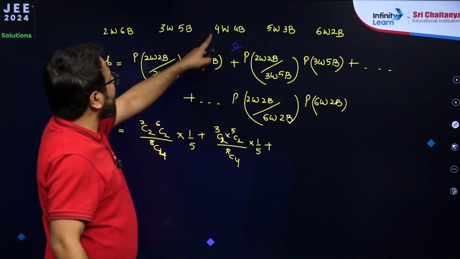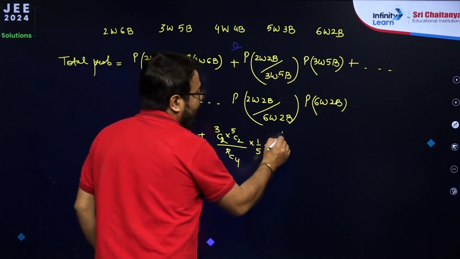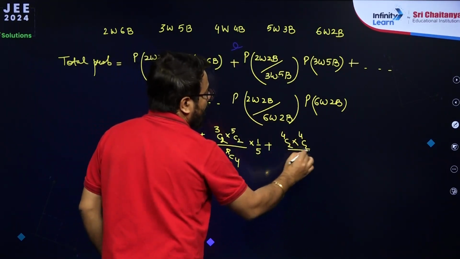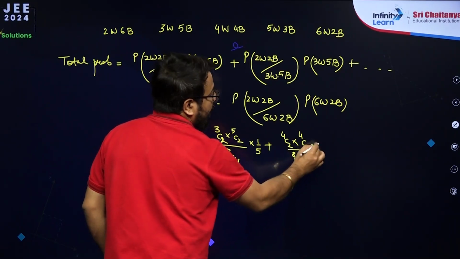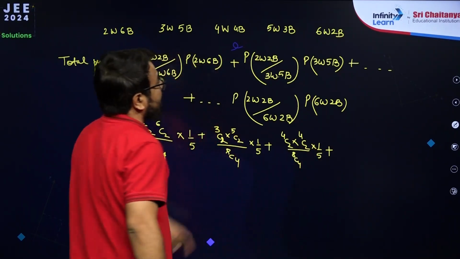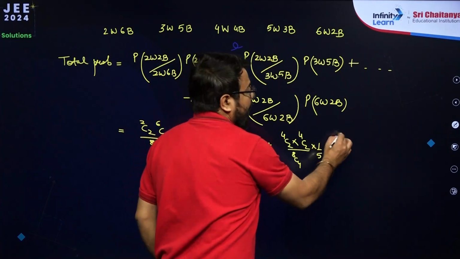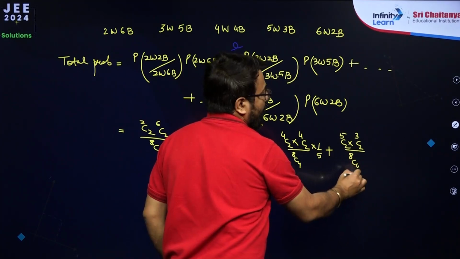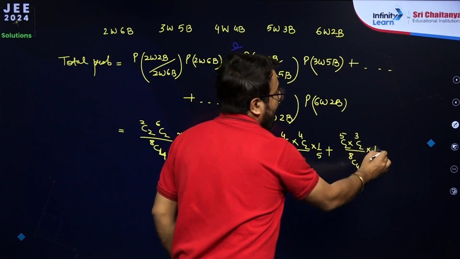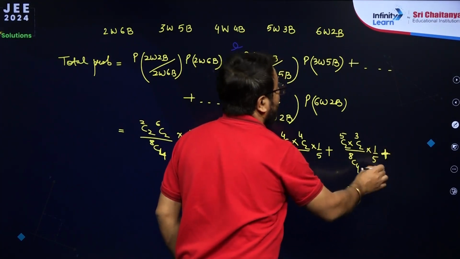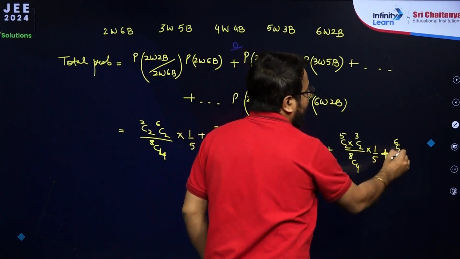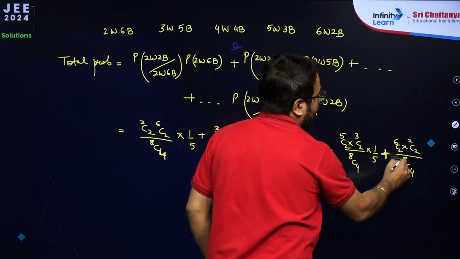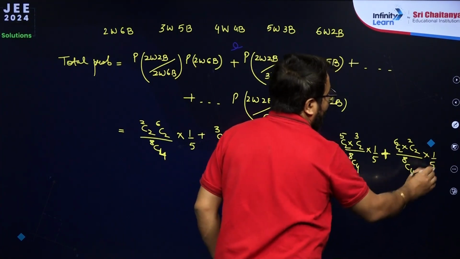The third possibility is I want 2 from the white, it will be 4C2, 2 from the black, it will be 4C2, whole divided by 8C4, into 1 by 5. Plus then I want 2 white that is 5C2, 2 black that is 3C2, over 8C4, into 1 by 5. And the last one, I'm using addition sign for the last one also. 2 white that is 6C2, 2 black that is 2C2, over 8C4, and this is being multiplied with 1 by 5.